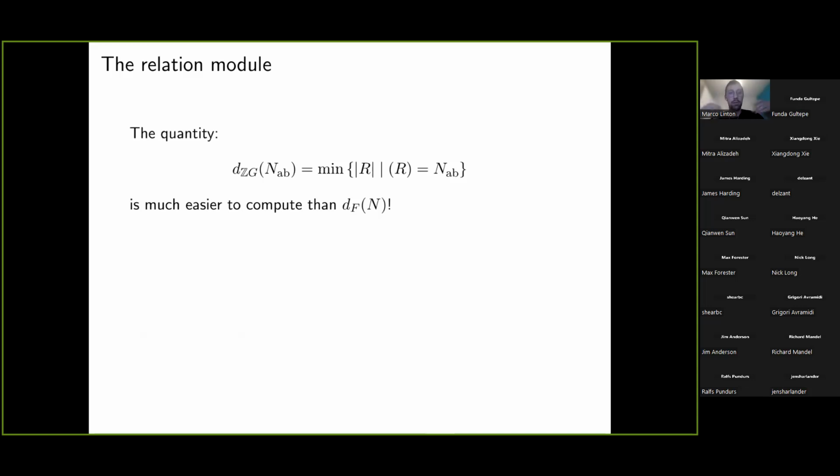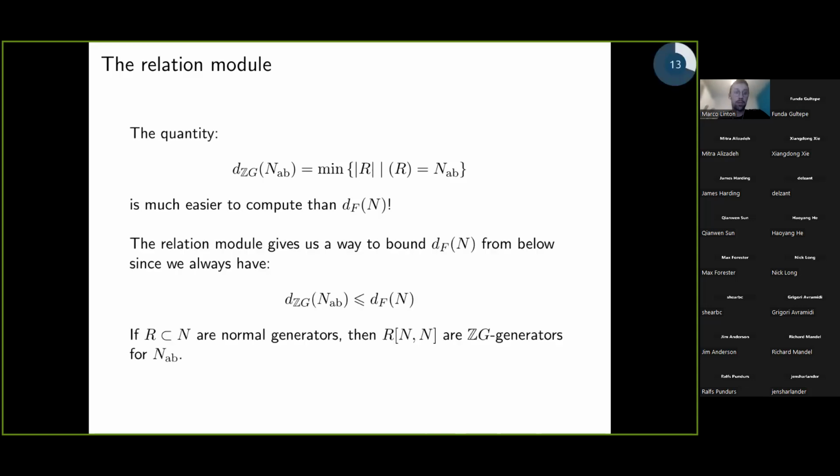Okay, so we had this quantity which tells you how many generators you need for the relation. For the normal generators you need for N. You can also define a sort of rank, ZG rank of the relation module. And it turns out this is much easier to compute than the normal rank of the presenting subgroup. And this gives you a nice way to bound from below the normal rank of N, because just taking any set of normal generators of N and looking into the quotients in the abelian group, this gives you a ZG generating set for the relation module.